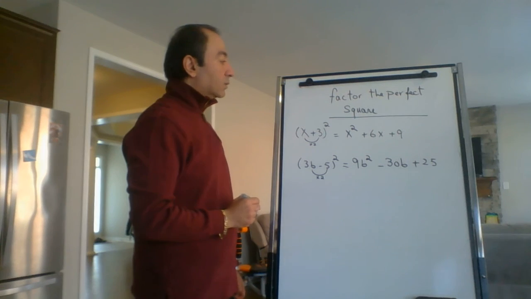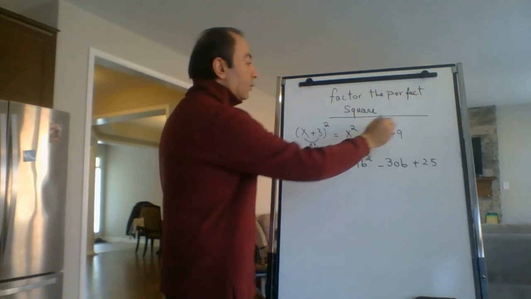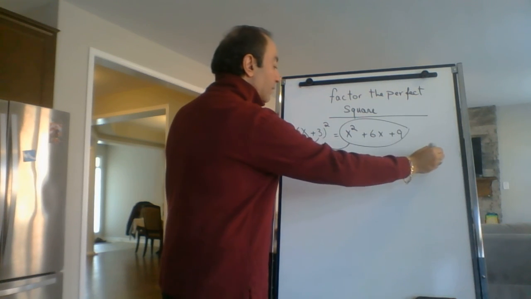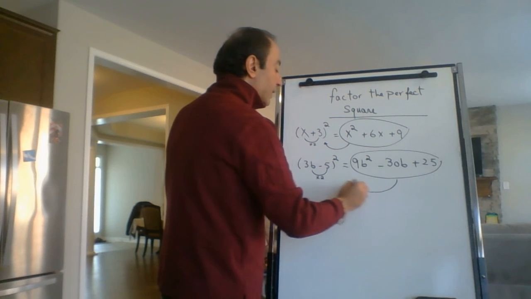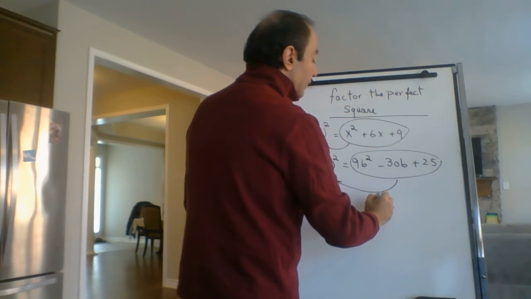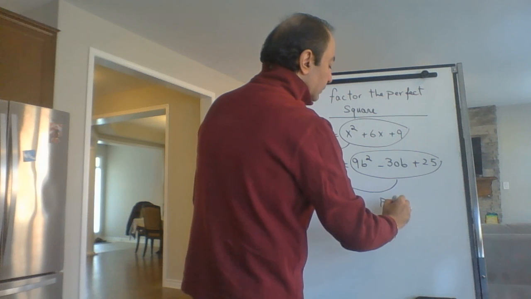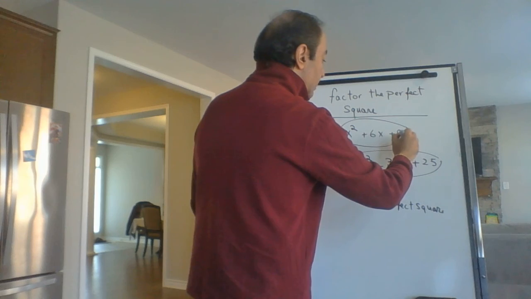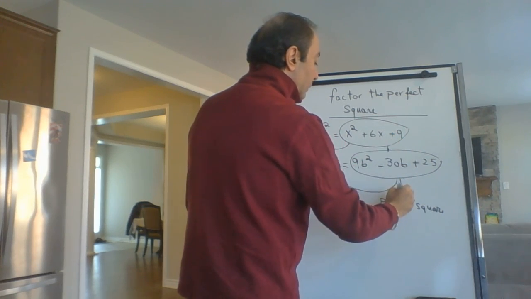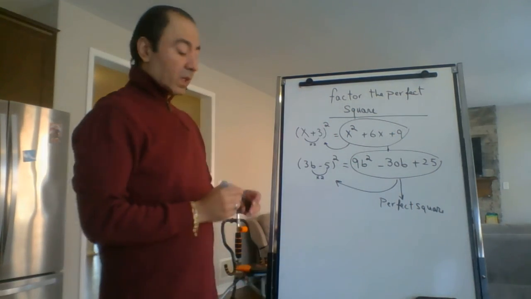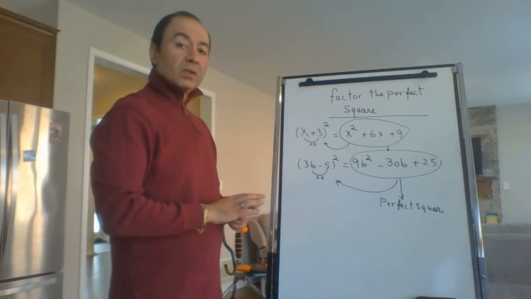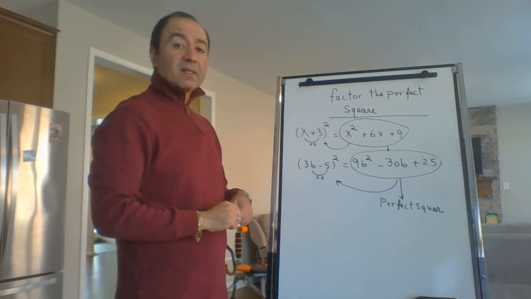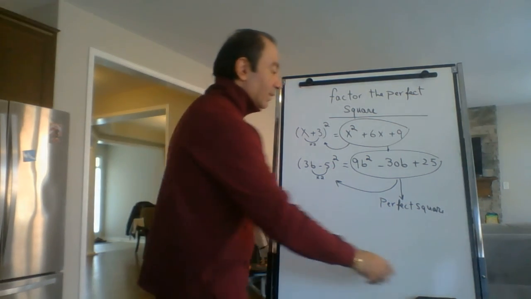And today what we are going to learn is, if we have this, how can we return it back to this form? This is called a perfect square. This and this are perfect squares. There are 3 conditions that I'm going to talk about now to say that a quadratic is a perfect square.